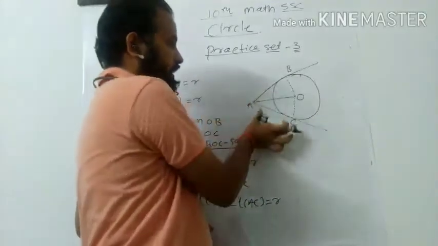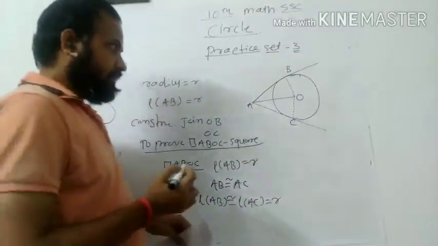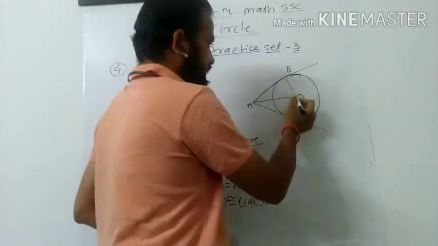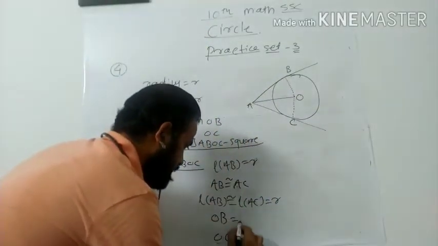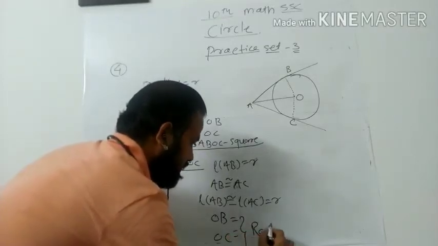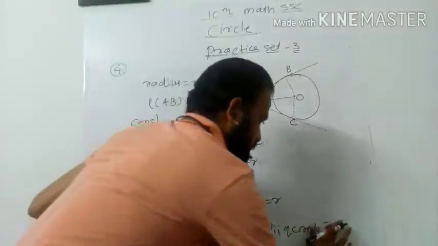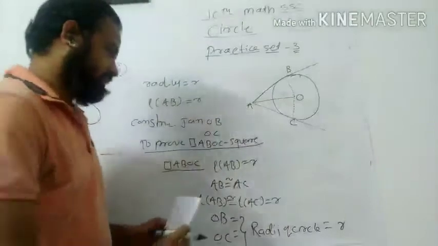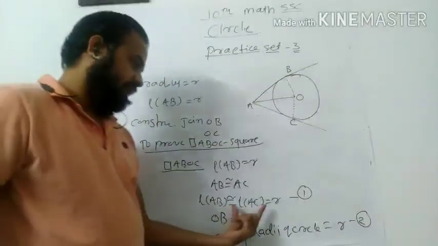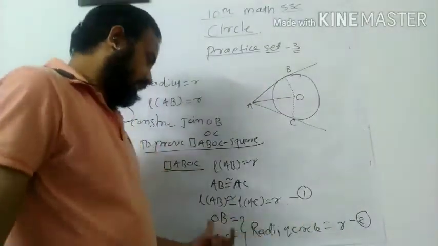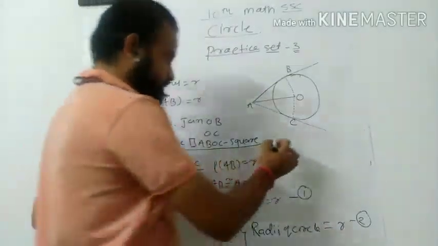Means this AB and this AC are equal to R, and as we all know, if I join this line OB and OC, these are what? OB and OC are called radii of the circle, which is equal to R, isn't it? So let us say I am putting this as equation 1 and this as equation 2. If AB and AC are equal, they are equal to the radius. Similarly, OB and OC are also radii of the circle.